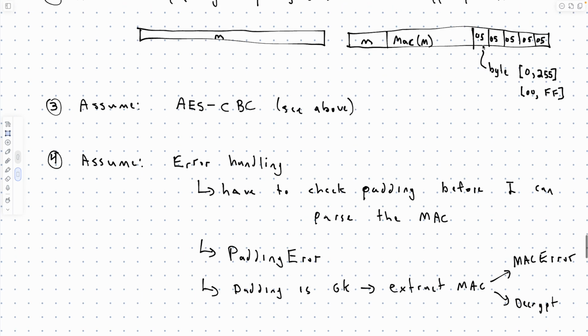Now, if the padding was okay, then you now know where the MAC ends. And the MACs are always constant size, so you always know how big it is. So you can pull the MAC out.